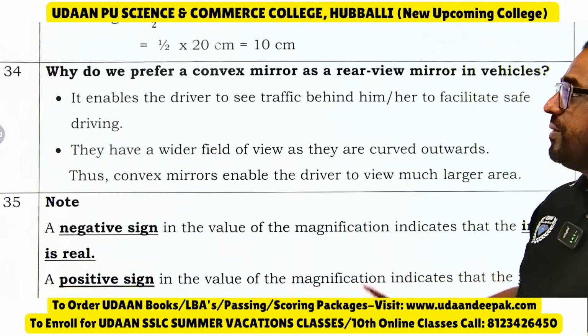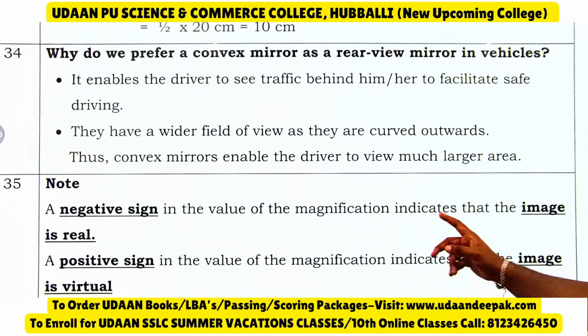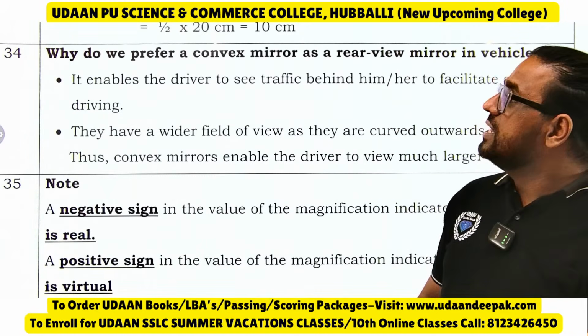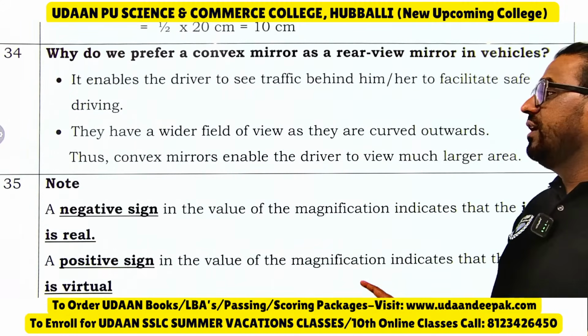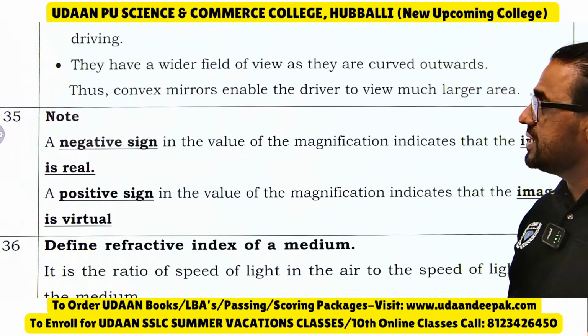Then why do we prefer convex mirror as a rear view mirror in vehicles? Now, there is a question on why we use convex mirror as rear view mirror. See, it enables the driver to see traffic behind him or her to facilitate safe driving, to have a wider field of view as they are curved outward, and thus convex mirrors enable the driver to view much larger area.